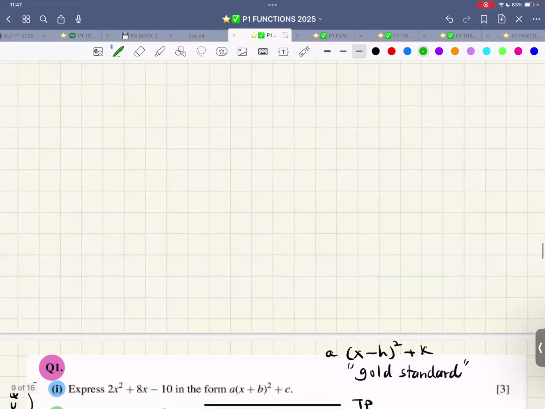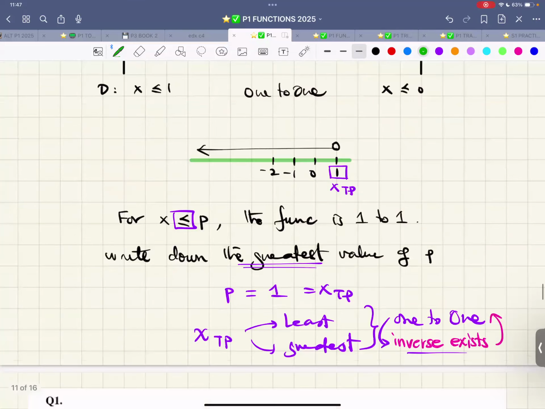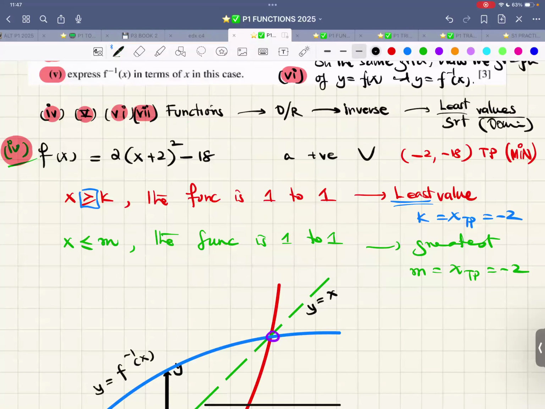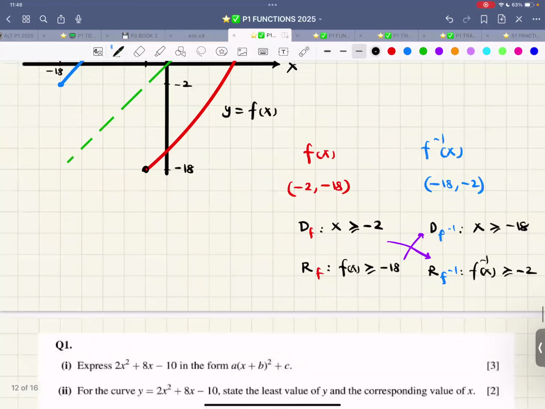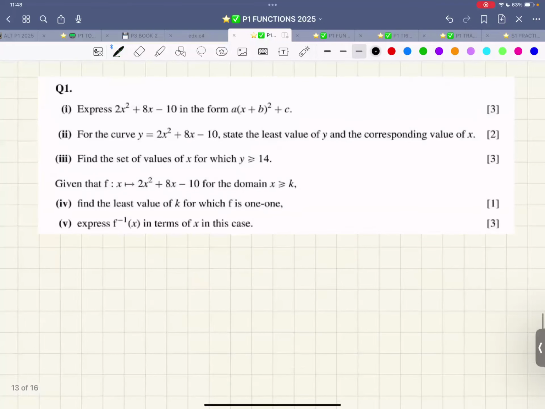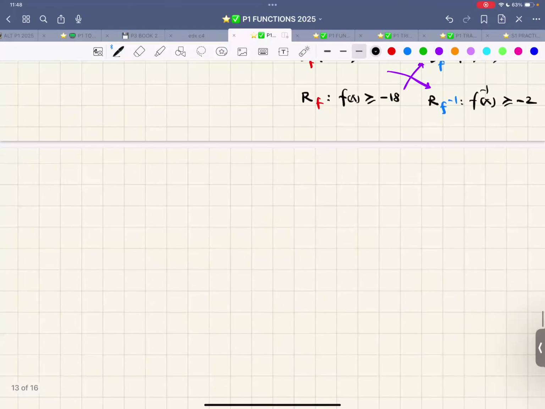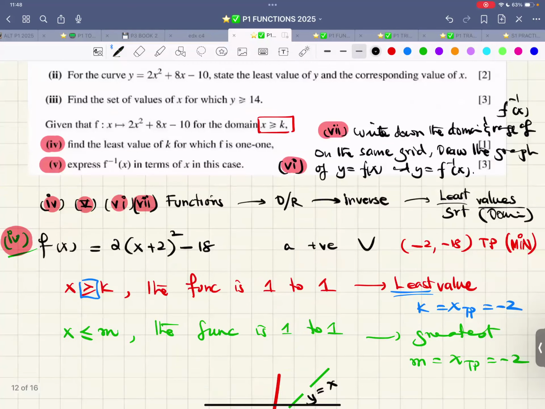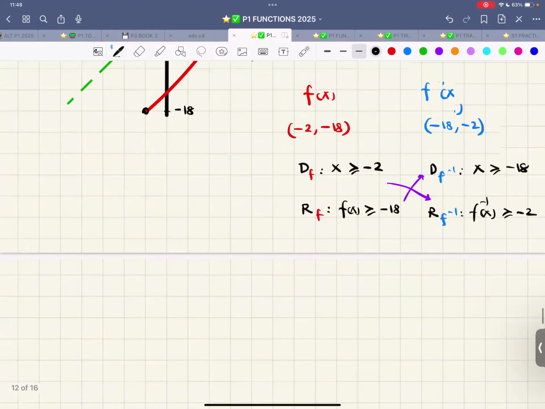So now over here, the question is very, very long because I've added 2 parts to it also. So now part number 7, I can work it out over here. Let me just remove this thing. So now this thing is basically part 5. So part 5, that is the expression for f inverse.